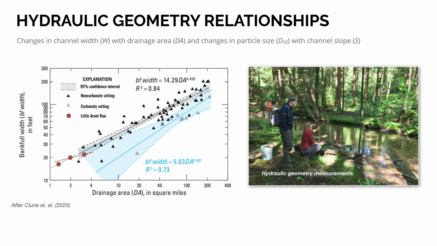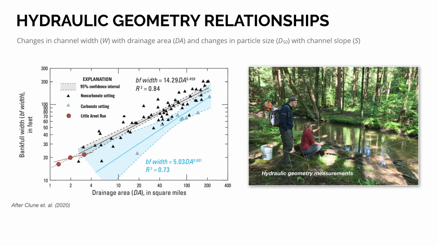On the left is a plot showing changes in bankfull width on the vertical axis with catchment area on the horizontal axis for watersheds in central Pennsylvania and Maryland, from John Clune's USGS publication this year in 2020.